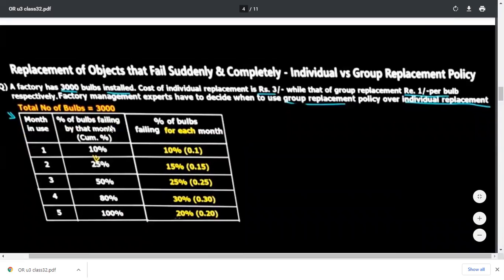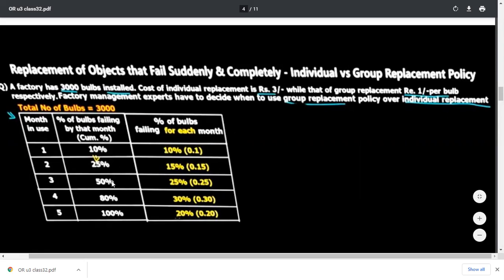First of all, the percentage of bulbs failing by that month is cumulative, 10% for the first month. So the percentage of bulbs failing for each month, to find how many bulbs are failing. For the first month we take 10%, which is nothing but 0.1. Now how do we follow this table? Just subtract: 25% minus the first month's 10%. So 25 minus 10 is 15%.